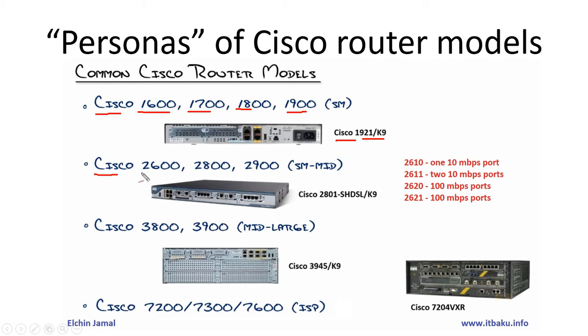This series, Cisco 2600, 2800, 2900, is a little better than this one, of course. The price of these devices is a little higher than of these devices, of course, because they are better and more complex. And here you can see some models of this Cisco series. 2610 has one 10 megabit Ethernet port. This model, 2611, has two 10 megabit ports, but these models have 100 megabit Ethernet ports. Of course, they are more expensive than this one.